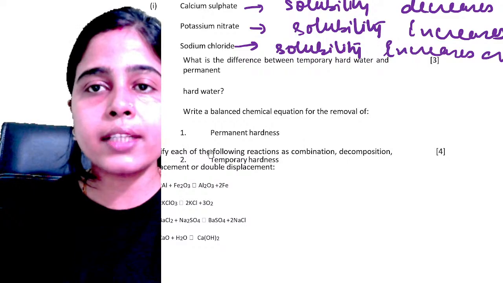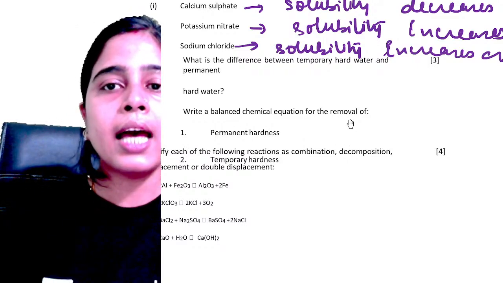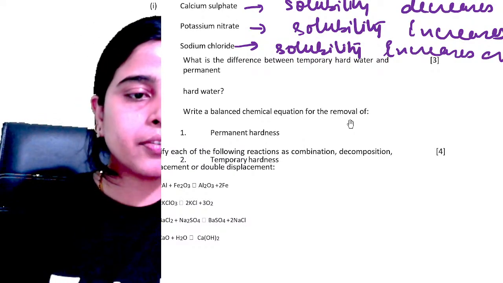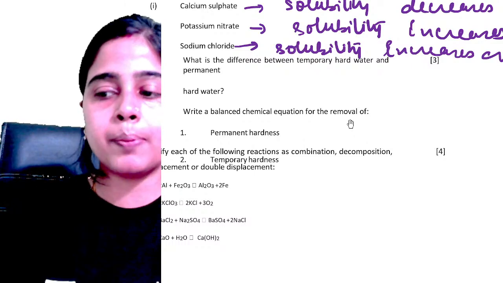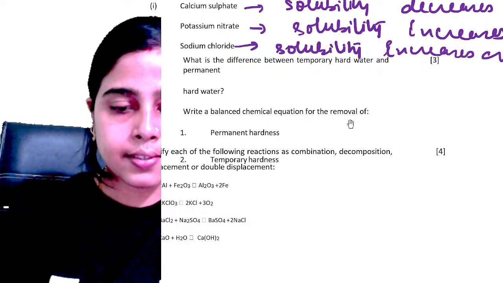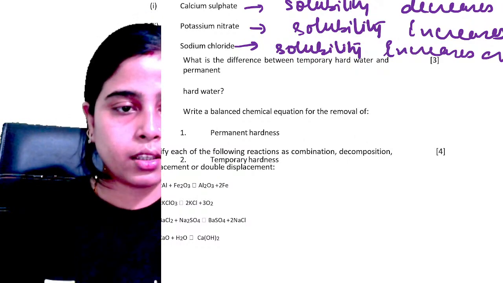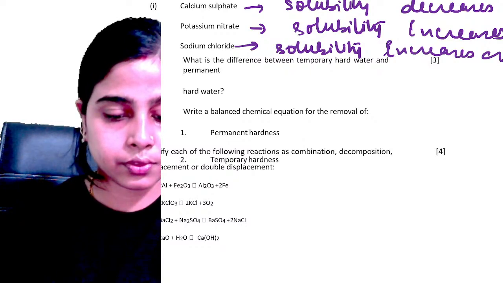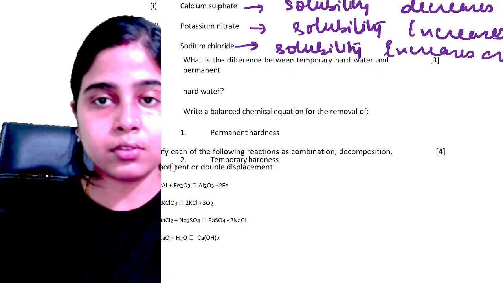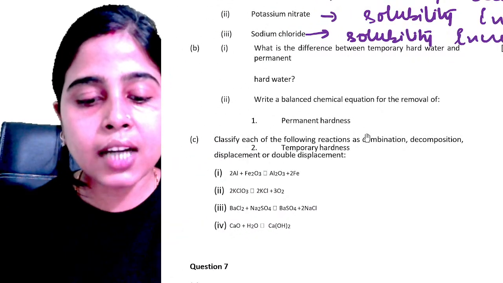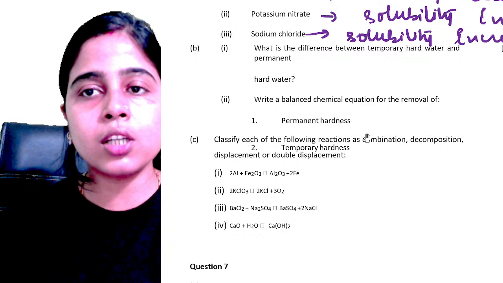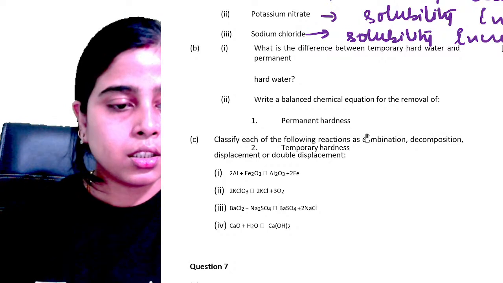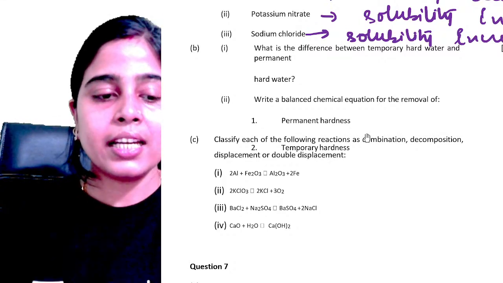Let's try to answer what is the difference between temporary hard water and permanent hard water. Okay, so all of you can tell me what is the difference between your temporary hard water and permanent hard water. Yes? Okay, so what is the difference? Tell me fast, Piyush. Chalo. So temporary hard water will contain the bicarbonate salt of your calcium and magnesium, and permanent hard water, it's not Piyush like that.